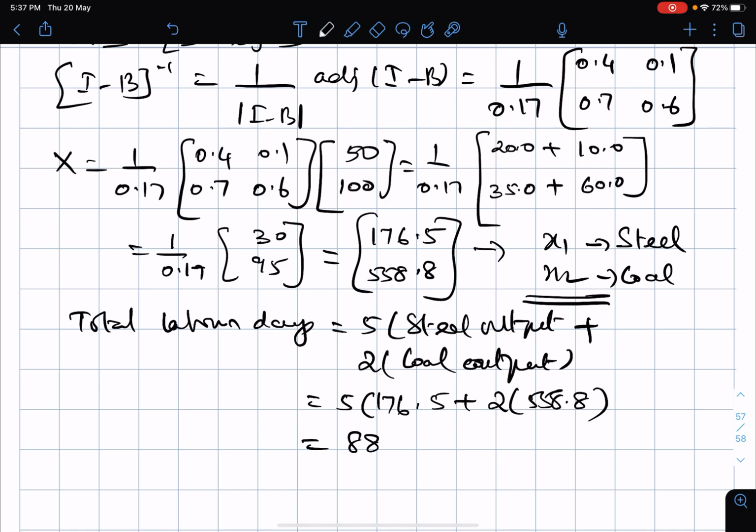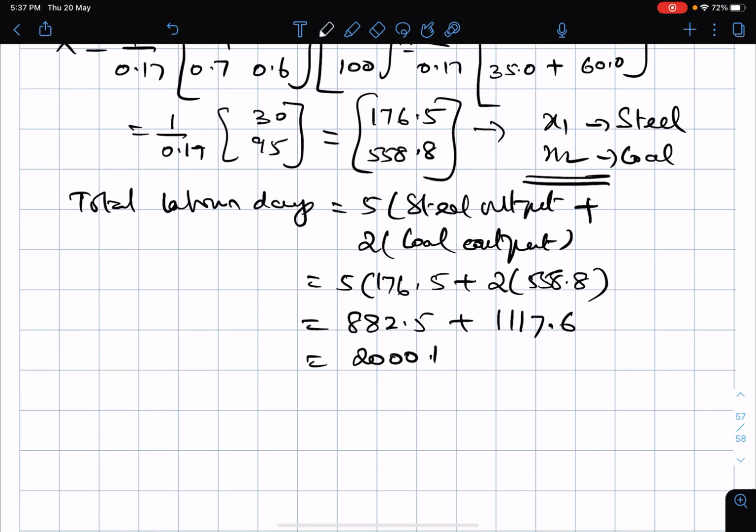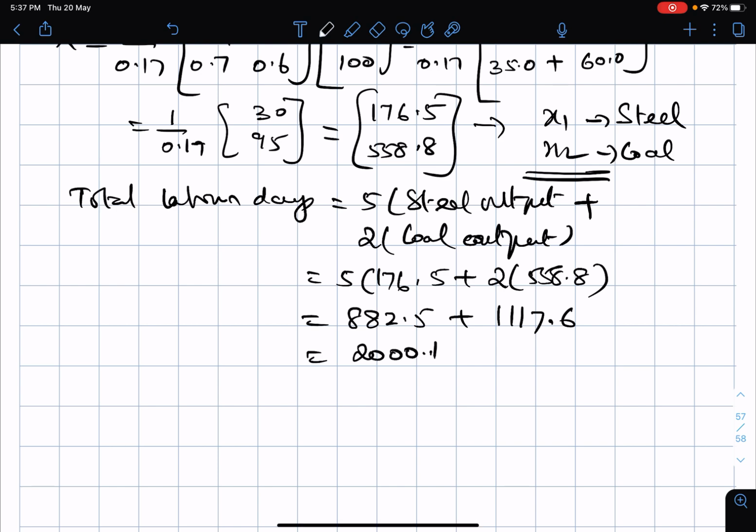That is going to be 882.5 plus 1117.6, which is equal to 2000.1, and when you approximate this, it's going to be 2000 labor days. So this is the answer for the second question. Thank you.